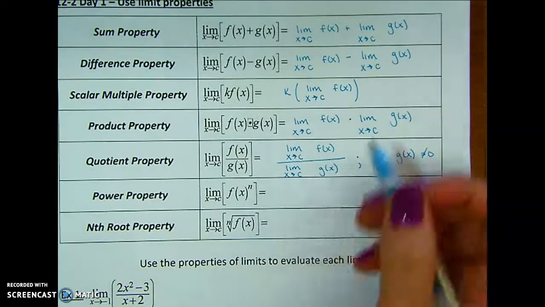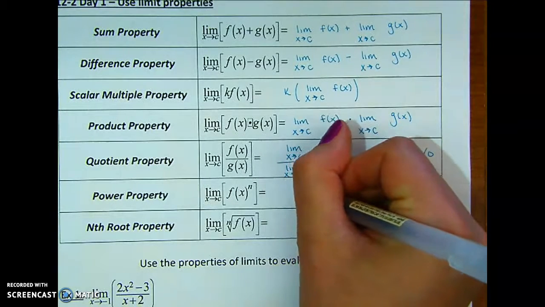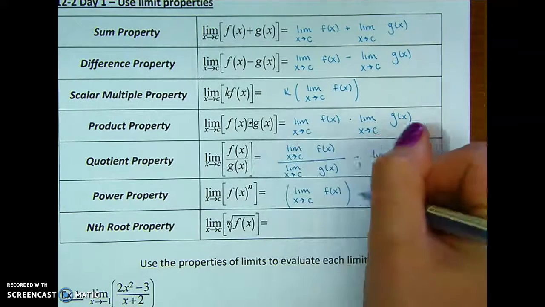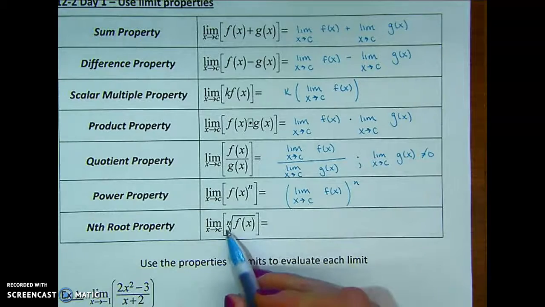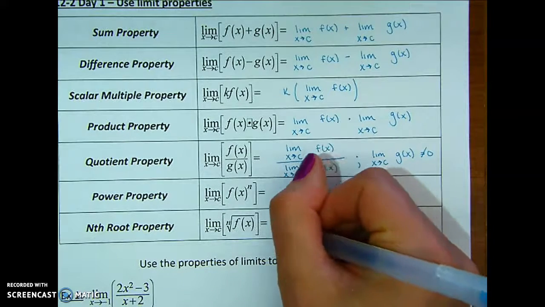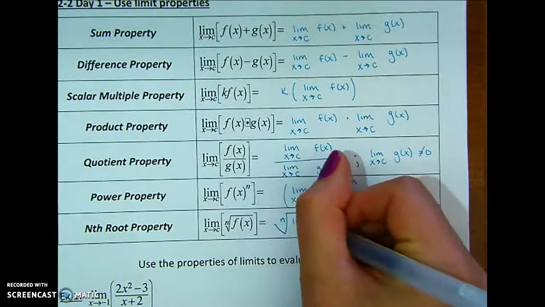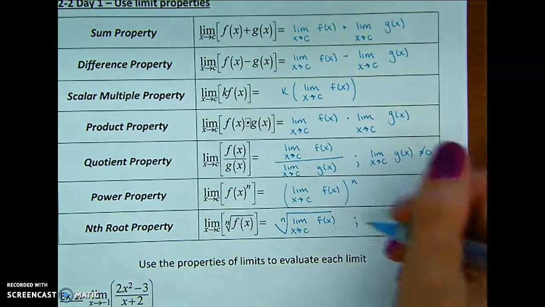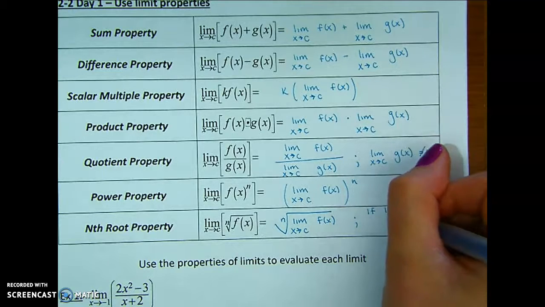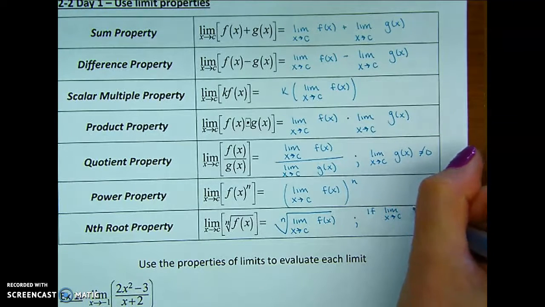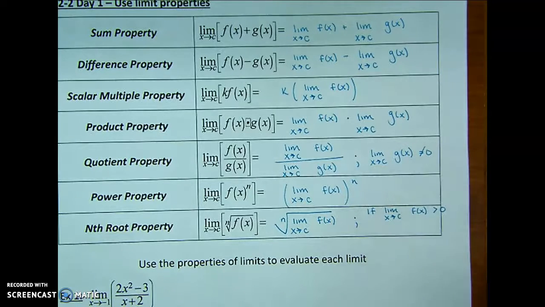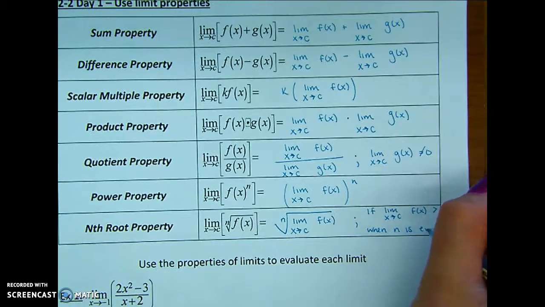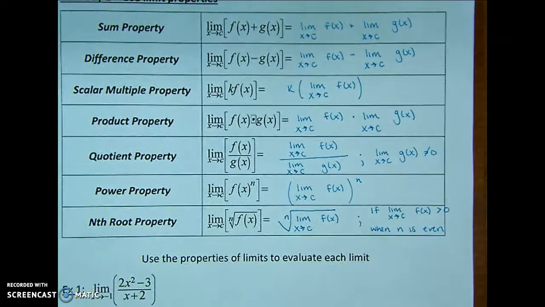If we have an exponent, we can think of it as the limit as x approaches c of f of x, whatever that is, all to the power of n. And then radical, kind of similar, we can take the radical of the limit as x approaches c of f of x. This one also has a little rule: the limit as x approaches c of f of x must be greater than 0 when n is even. Right? Because then we'll have some complex issues.